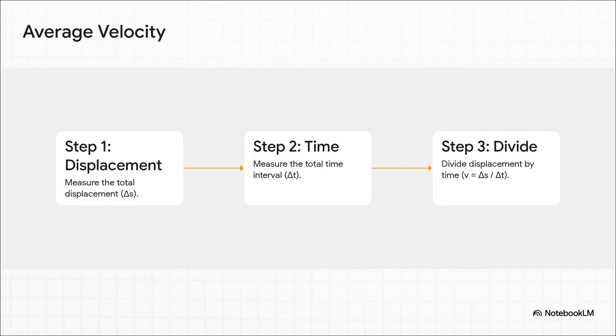There are just 3 steps. Step 1, you measure the total distance covered, the displacement. Step 2, you measure how much time the whole trip took. And step 3, you just divide that distance by the time. Boom. That's your average velocity.